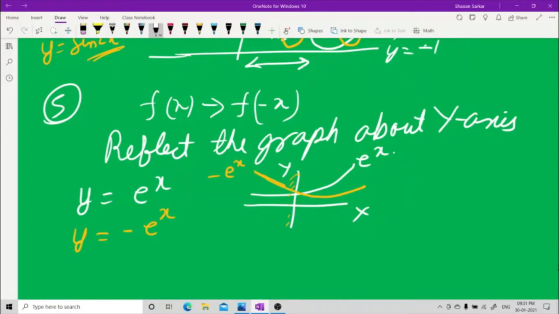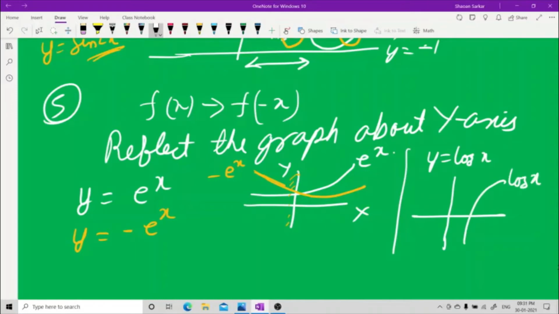Similarly, if you take one more, y equal to log x. The graph of this is something like this. This is log x. Now this is your x-axis, this is your y-axis. Now if I write y equal to minus log x, that means I want a reflection along the axis. So I'll get it like this. This is my y equal to log x. This is my minus log x. This is the way it is.